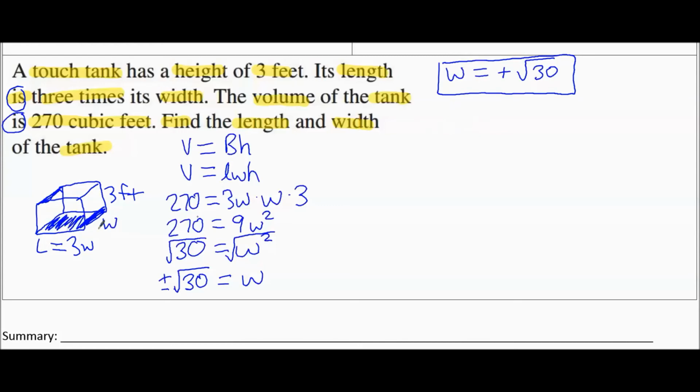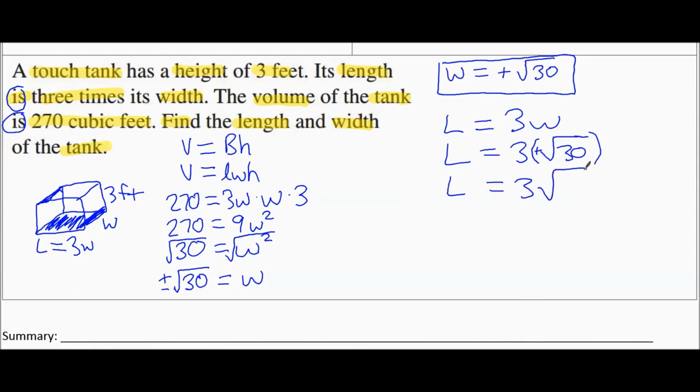The length, wasn't it equal to 3 times W? Well, we just found out that W is positive root 30. So we can write that as L is equal to 3 times, instead of W, positive root 30. But if we're not solving an equation, this is going to be the principal square root. It's going to be the positive one, not the negative one. So we can just say L is equal to 3 root 30.